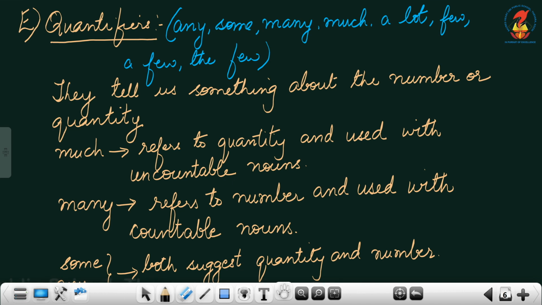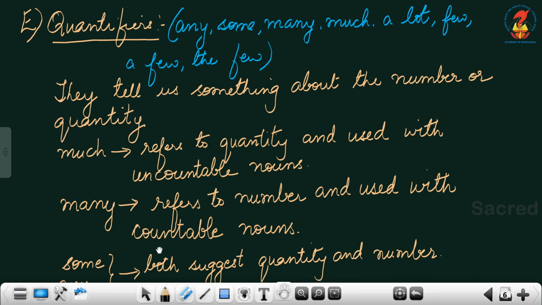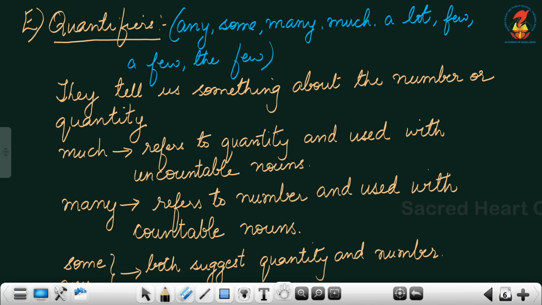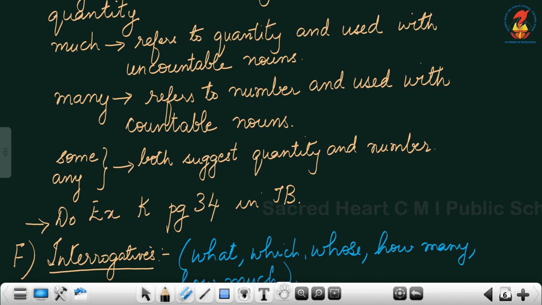Much. When is much used? Much refers to the quantity and is used with uncountable nouns. Many refers to the number and is used with countable nouns. Understood? Then the next ones, you have got some and any. Some and any are used for both. They are used for quantity as well as for number.